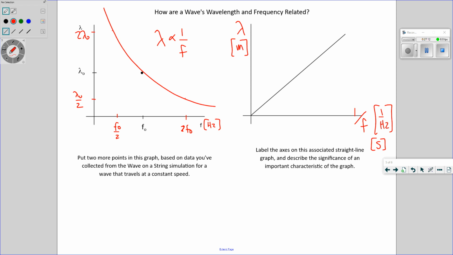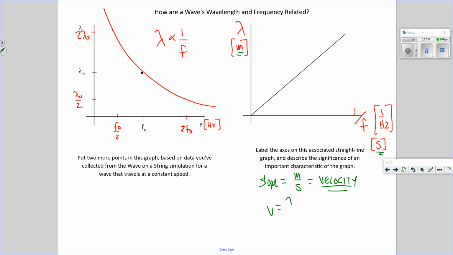Then we have the meters per second. And so the slope of this thing is in meters per second. So the slope, well, is a velocity, is the wave speed. And that says that velocity is lambda divided by 1 over frequency. That's the same as saying that velocity is f times lambda. Now, really accurately, the way to say this is that lambda is v over f.